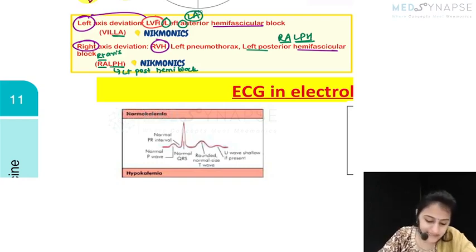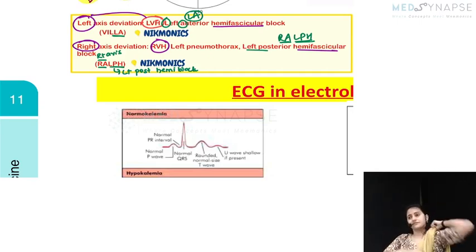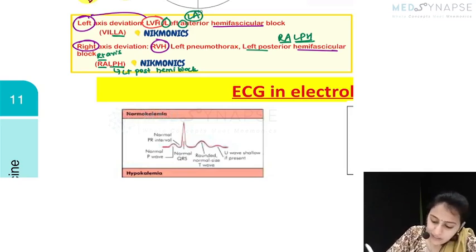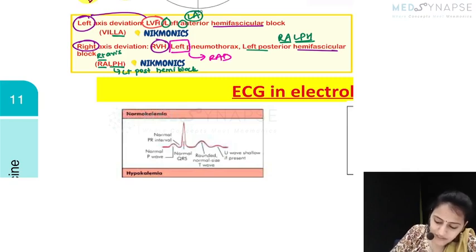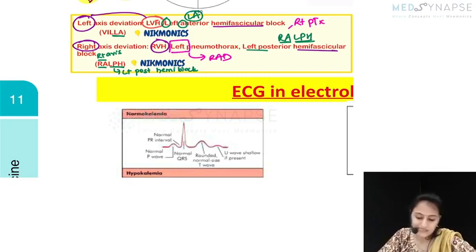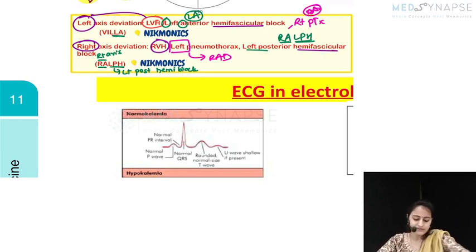If a patient has right pneumothorax, how will be the axis deviation? Right pneumothorax is left axis deviation or right axis deviation? अगर right pneumothorax है तो mediastinal shift कहाँ होगा? Left side. So the heart is also going to the left side. So how is the deviation? Left. So remember that left pneumothorax will cause right axis deviation. Right pneumothorax will cause left axis deviation. This is asked frequently in the exam, right? So don't make a mistake here. Right pneumothorax, left axis, left pneumothorax, right axis.